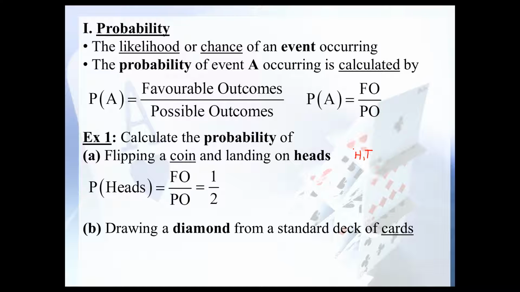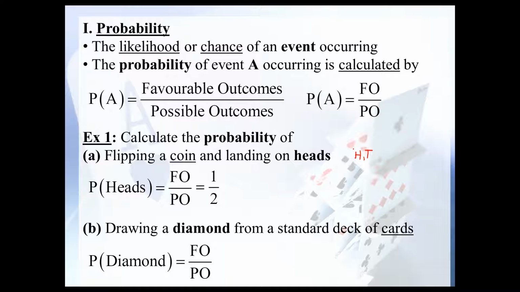Now, the number of favorable outcomes is 1. There's only 1 heads you can actually obtain. The number of possible outcomes is 2, because when you flip a coin, you can either land on heads or you can land on tails. Therefore, the probability of flipping a coin and landing on heads would be equal to, as a fraction, 1 divided by 2. How about drawing a diamond from a standard deck of cards?